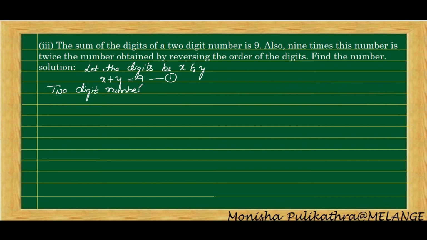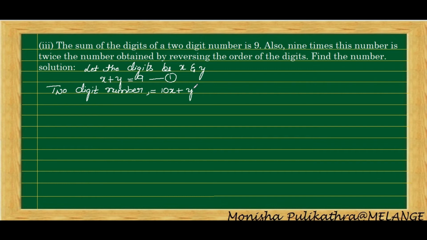So there are 2 places, one is the tens place and the other is the units place. So a 2-digit number is given by 10x plus y. If y is the units place and x is the tens place, then the 2-digit number is given by 10x plus y.